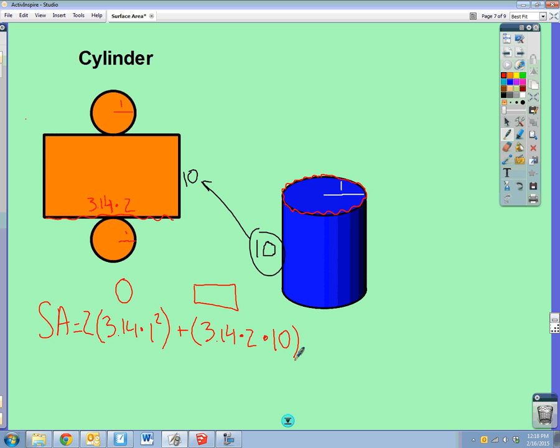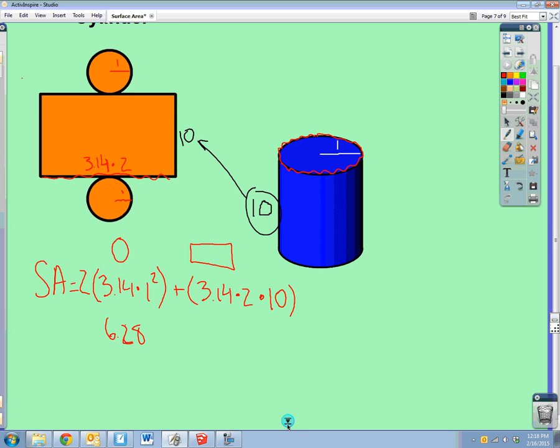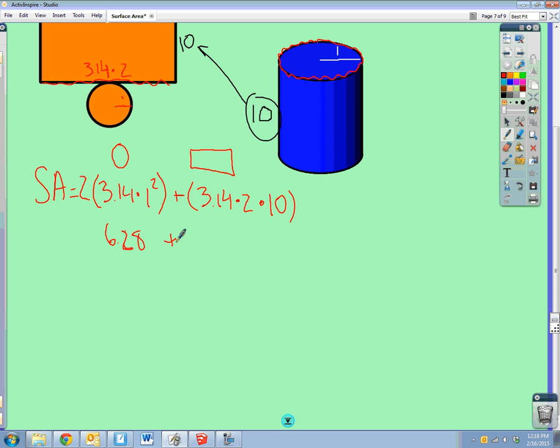I'm going to start from the beginning here. 3.14 times 1 squared is 3.14, times 2 is 6.28, plus 3.14 times 2, 6.28 times 10, 62.8. And then if we add those together to get the final answer, we get 69, and it doesn't say to round, but we'll maybe round to the 10th place, 0.1 units squared.